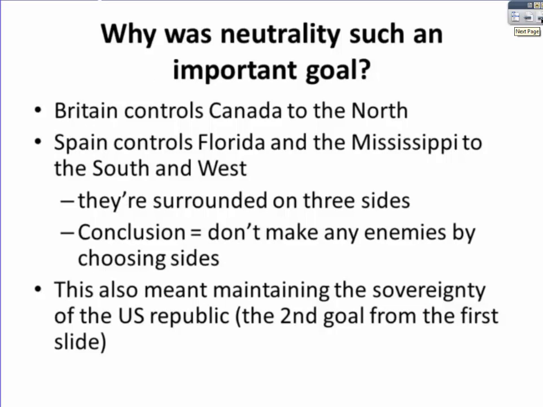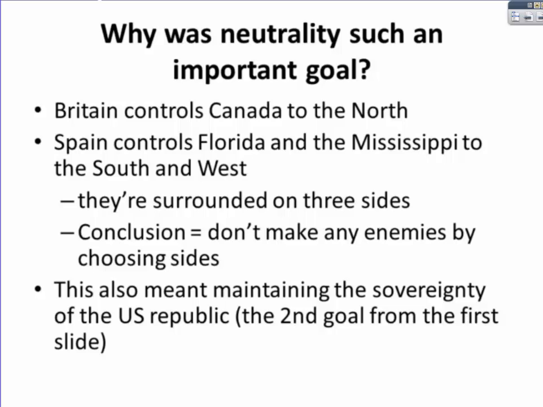So why is it such an important goal? Britain controls Canada to the north of the United States, and Spain controls Florida and the Mississippi to the south and to the west. Both of these nations have extremely strong navies that can navigate the Atlantic coast quite well. So they're surrounded on 3 sides by land and can be easily attacked by water on their 4th side. So the conclusion is you don't want to make any enemies by choosing sides in any kind of conflict, because you're probably, as a young nation, not strong enough to resist attacks.